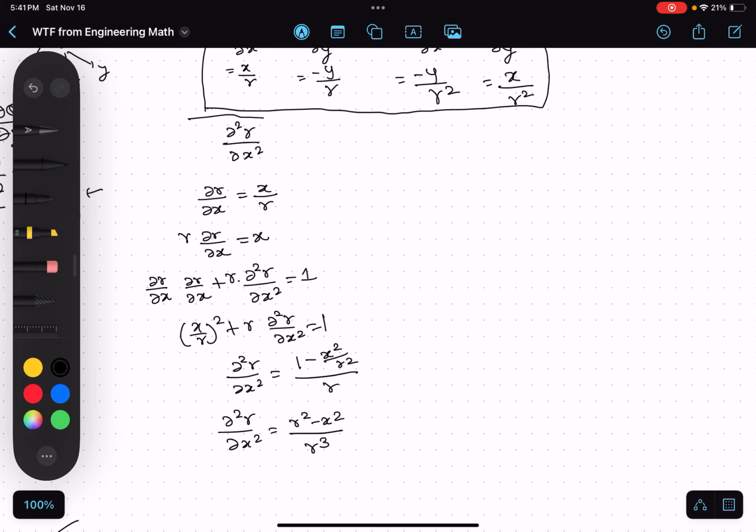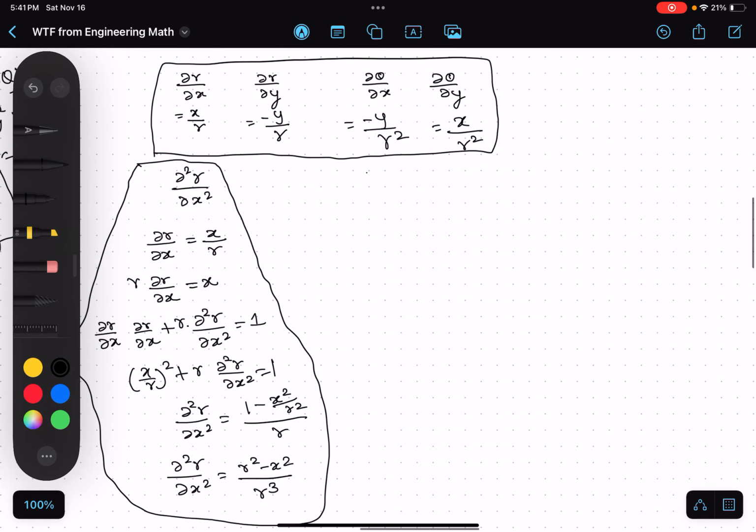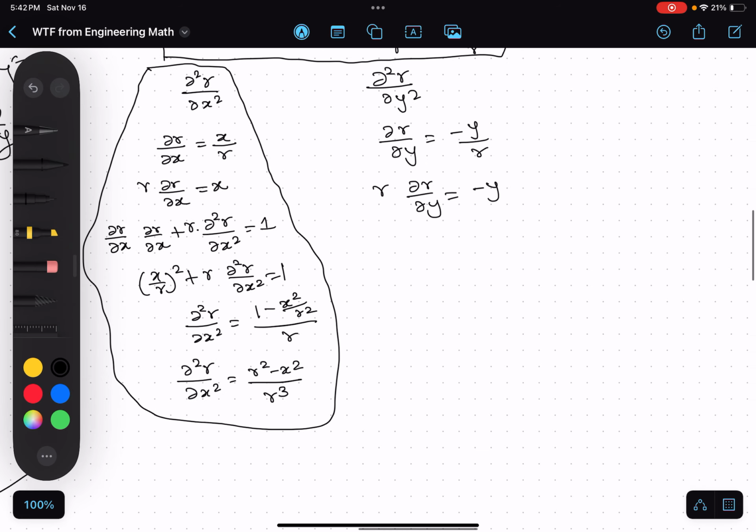Guys, see, it's not that hard. I told you, right? It's not that hard. Now let's try to find partial square r by partial y square. We already know that partial r by partial y is just minus y by r, right? Now if I take r to the other side, r times partial r by partial y is minus y.